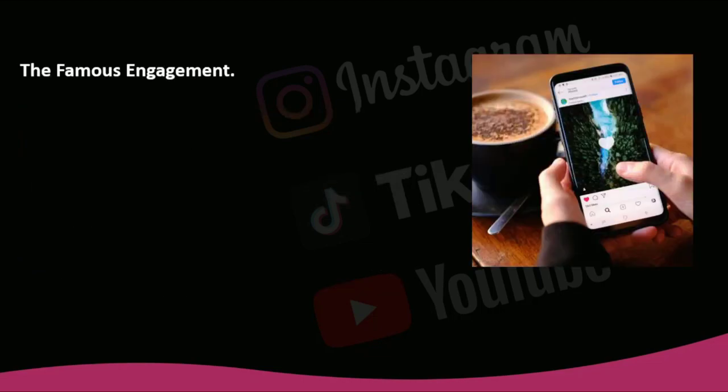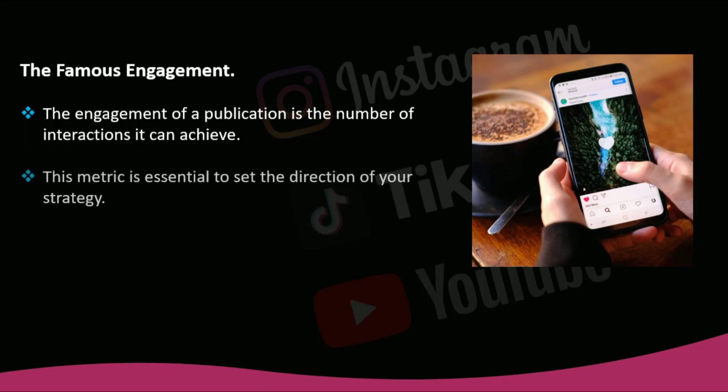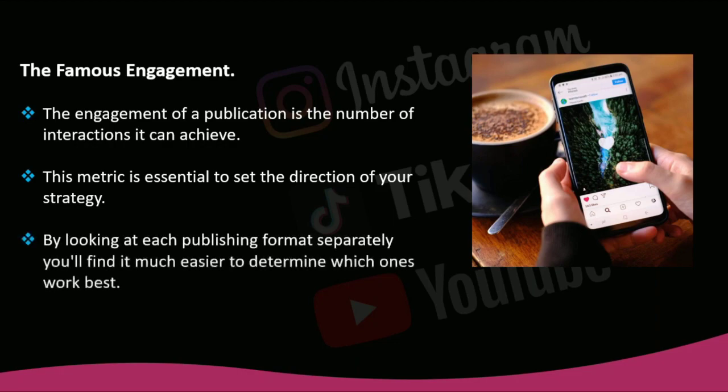The famous engagement. The engagement of a publication is the number of interactions it can achieve. Whether they are clicks, likes, or shares, this will be a clear indication of the quality of your content on Instagram. This metric is essential to set the direction of your strategy because it gives a good account of what your followers like best. By looking at each publishing format separately, images, videos, stories, etc., you'll find it much easier to determine which ones work best.